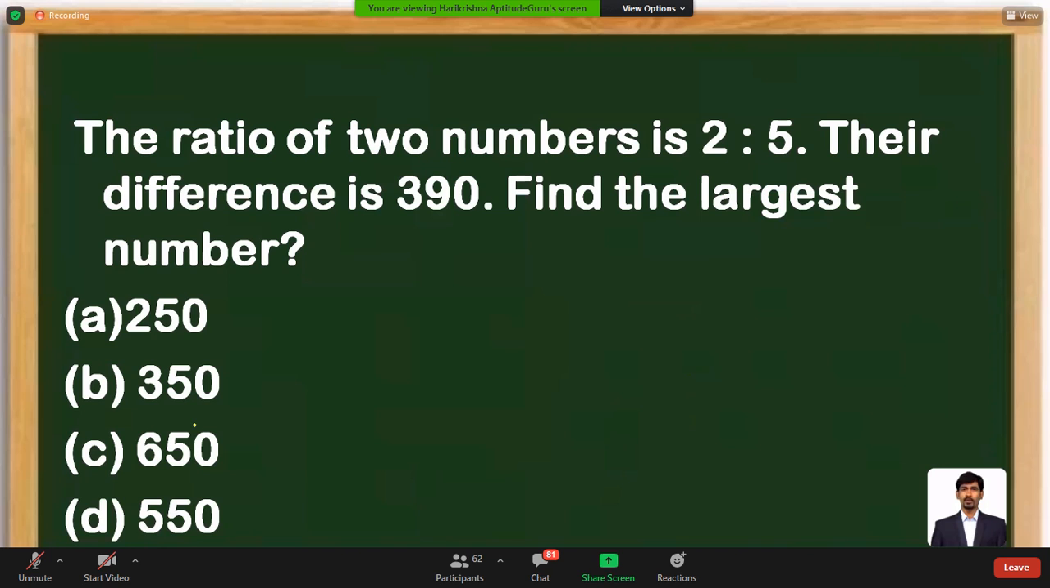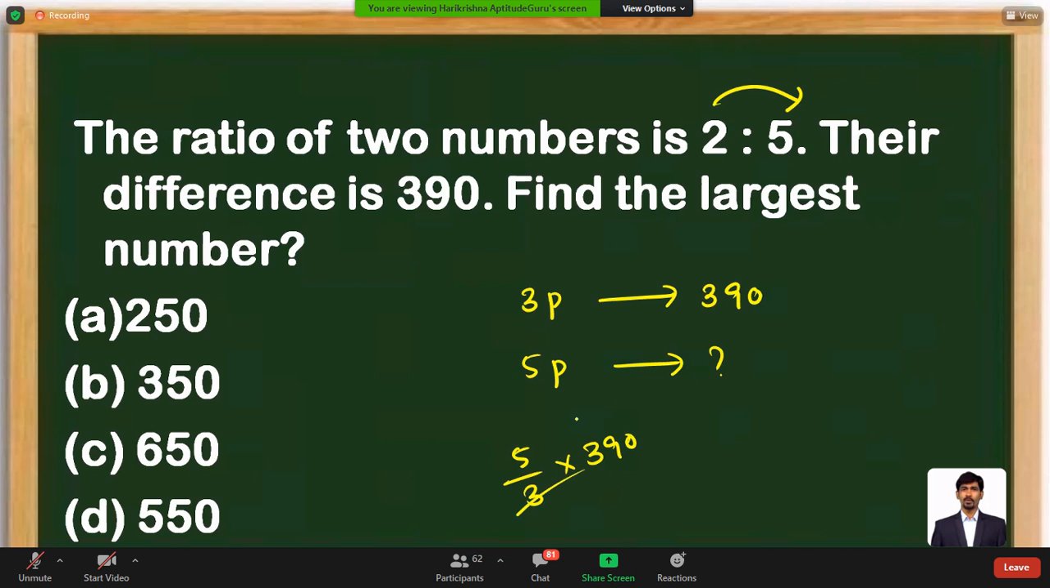Or otherwise you can look at the parts method. 2 parts and 5 parts. What's the difference? Difference is 3 parts. 3 parts is 390. What largest number is the question? So then 5 parts is equal to how much? So you can say 5 by 3 into 390. Mark your answer choice as 650.